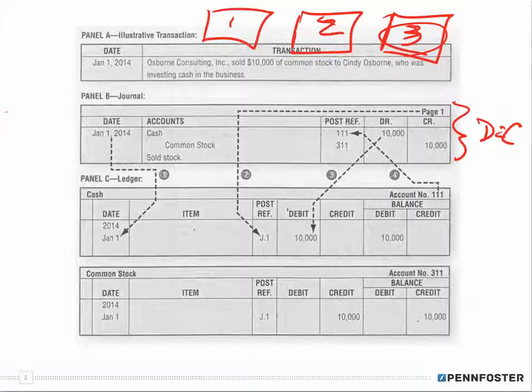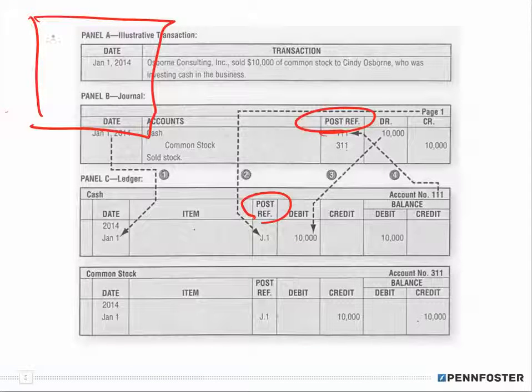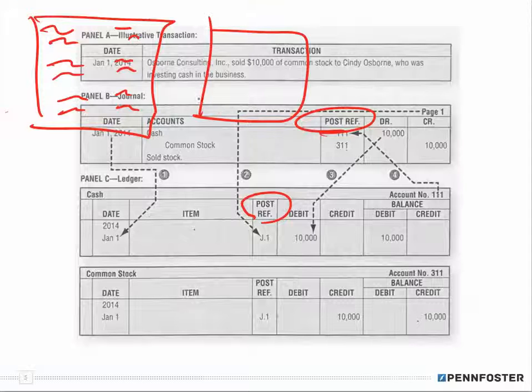Okay. Now, I had said I skipped over the posting reference. When you're working with your journal entries, you have a page full of these journal entries, and probably several pages. This was just one entry on that page. There could be 10 entries on that page. Well, when we decide to post, that's why this is called a posting reference.